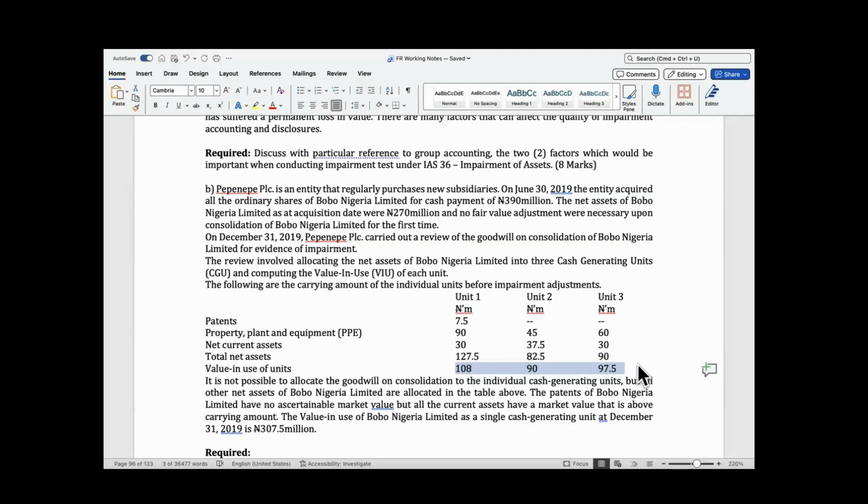It's quite surprising to me because since they broke down Bobo into individual CGUs, and they gave us the value in use of each of the CGUs, right? So they now also give us the value in use of Bobo as a single CGU. It's now above the individual CGUs. What will have caused that?